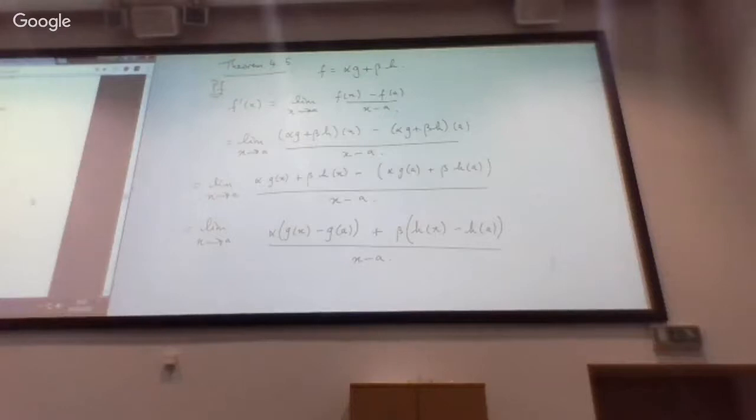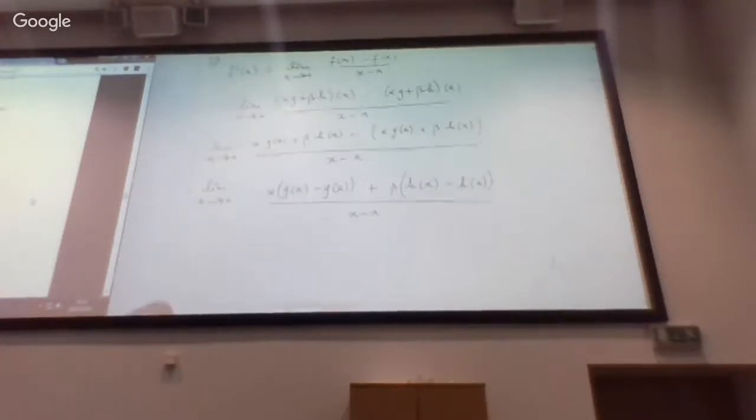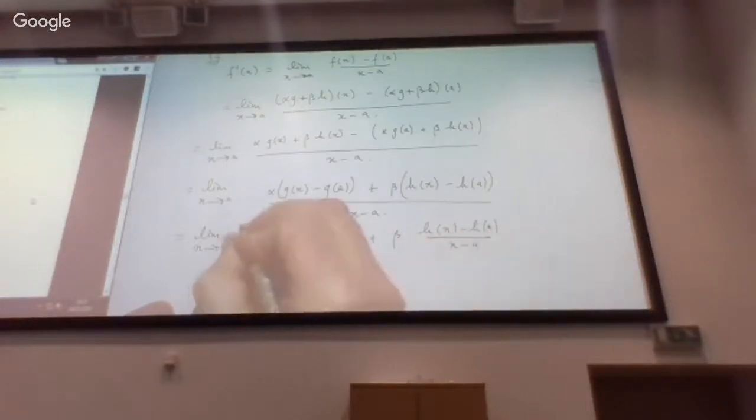That's good now. Now I have all the g's on their own and all the h's on their own. And what looks like a single fraction here, because the numerator is the sum of these two things, I can actually split the fraction up into the sum of two fractions. We've got the limit as x approaches a of alpha times this fraction, g of x minus g of a over x minus a, plus beta times this fraction, h of x minus h of a over x minus a.